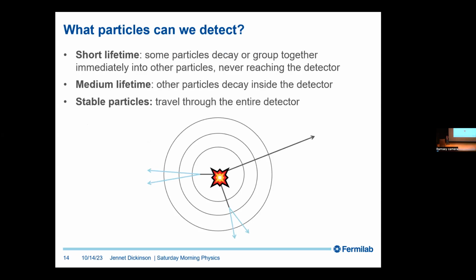So what particles can we detect? Well, I like to group them in terms of their lifetime. So we have particles that have very short lifetimes, where they'll decay or group together immediately into other particles, and they'll never actually reach the detector. So this here is an example of such a particle. You can see the original particle is this black line. Before it even reaches the detector, which is represented by this circle, you can see that it decays into two other particles. And what we actually see in our circular detector here is the two blue particles, not the black one.